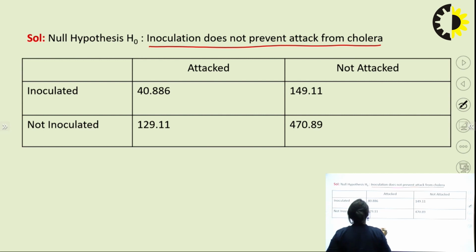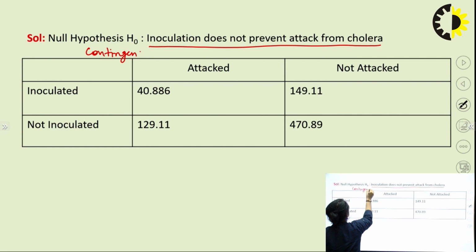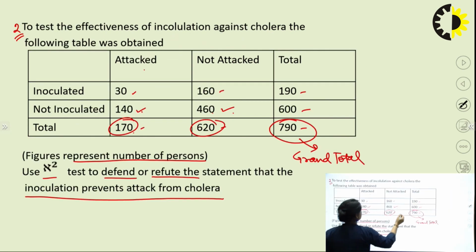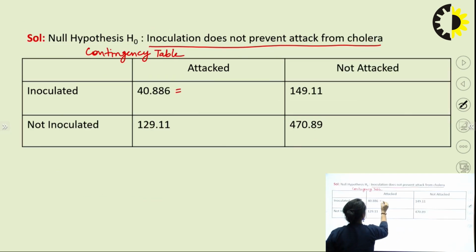So let us consider the expected frequencies. This expected frequency table, or the contingency table as we call it, is what we have to make. So first of all, let us find out. The first value is 190 into 170 divided by 790, which comes out to be 40.886.